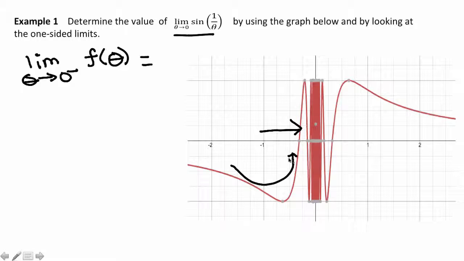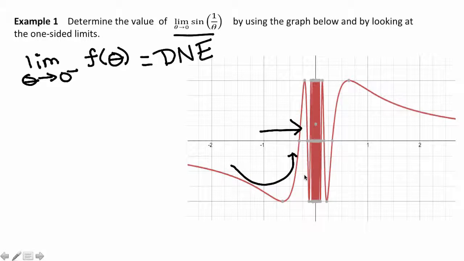As we approach from the left side, notice how the graph behaves erratically. It increases, decreases, increases, decreases. So it basically oscillates around this point, and it doesn't approach a definite value. So we're going to say it does not exist.